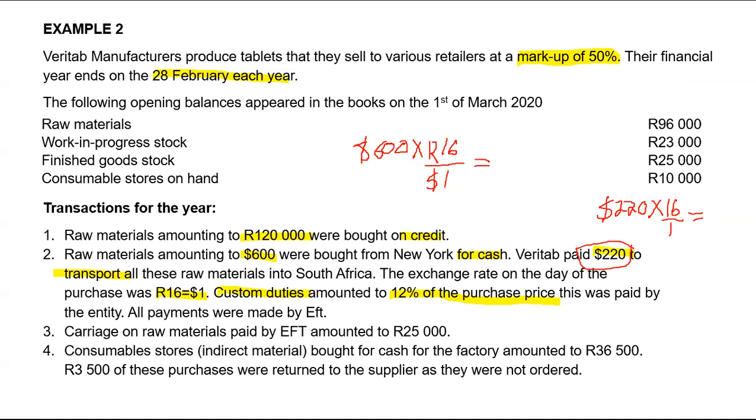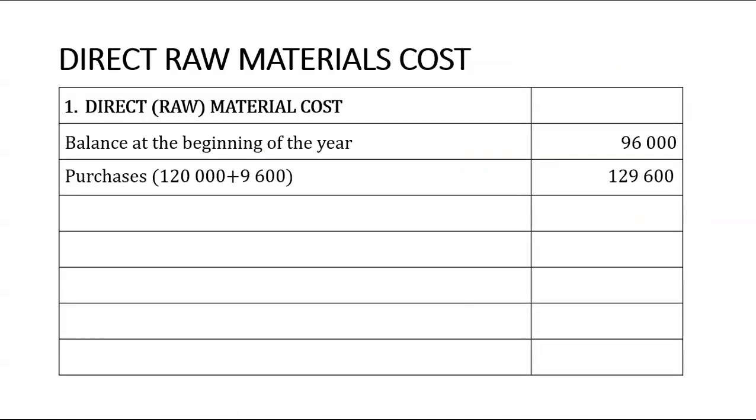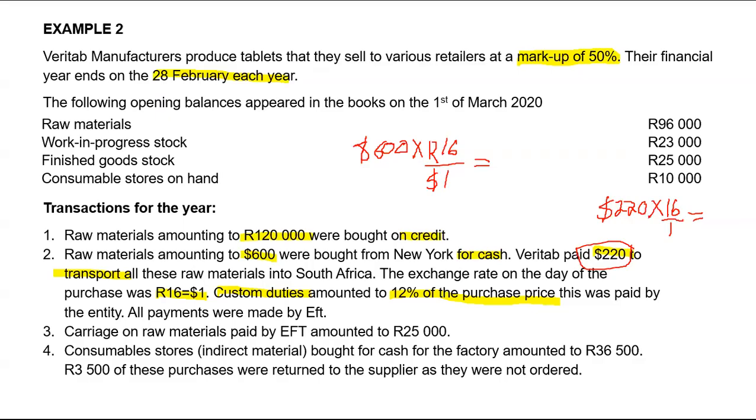Note that you include all costs you incurred to bring those raw materials to conditions ready for them to be converted into finished goods. That is why I'm going to take that and add it as transportation, which will add to the cost of raw materials that were used in the production process. Now, my transportation here will be that 220 times 16, which is carriage on purchases.